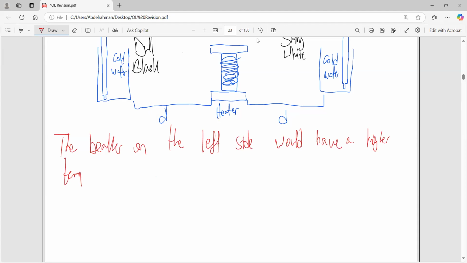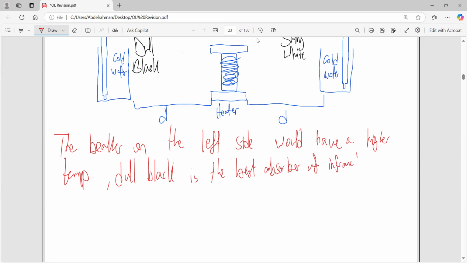Again, you have to say that the dull black is the best absorber in this case, absorber of infrared radiation. A dull black surface is the best absorber of infrared radiation. In the previous example, it was the best emitter of infrared radiation. In this case, it's the best absorber of infrared radiation.